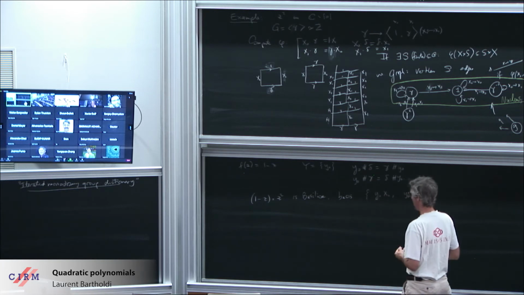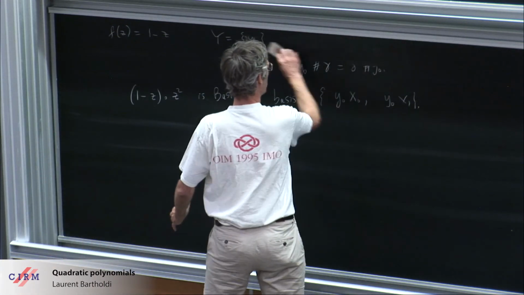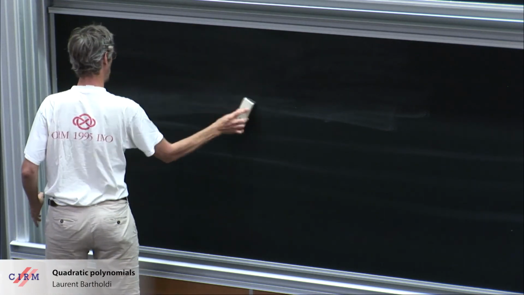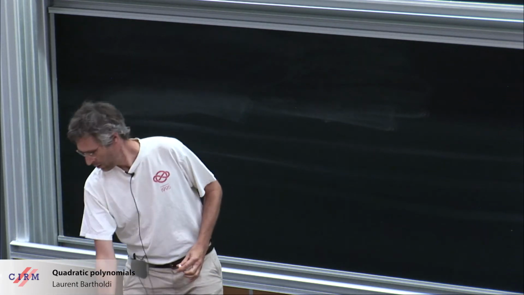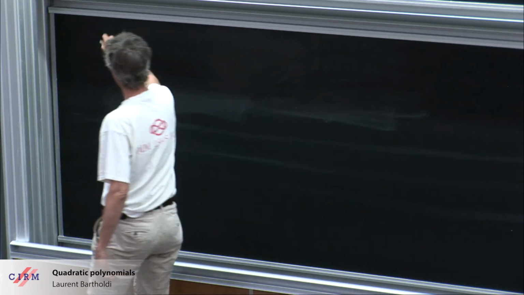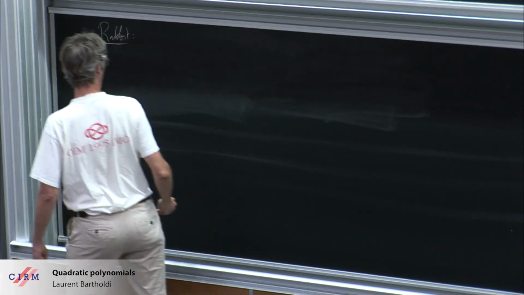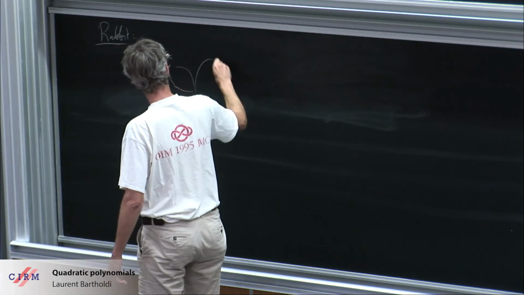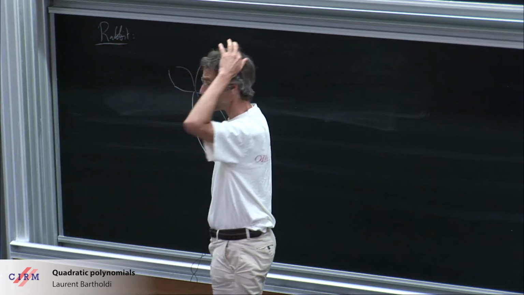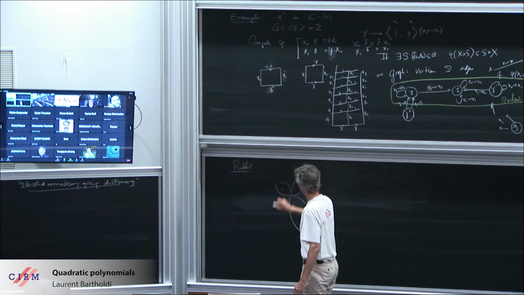So the example I will mostly concentrate on is the rabbit, probably the nicest one on which we can describe things. This is the map whose Julia set will look like this. The post-critical set consists of these points.